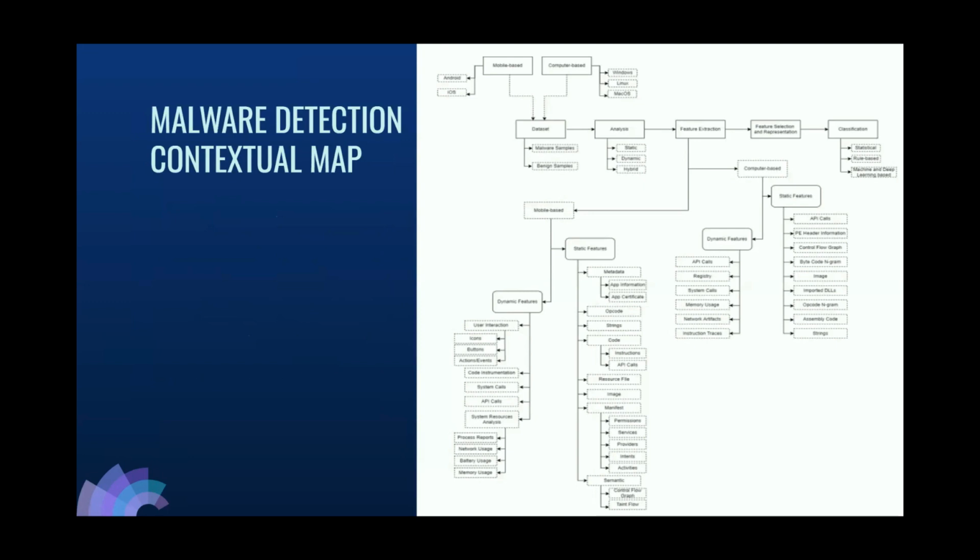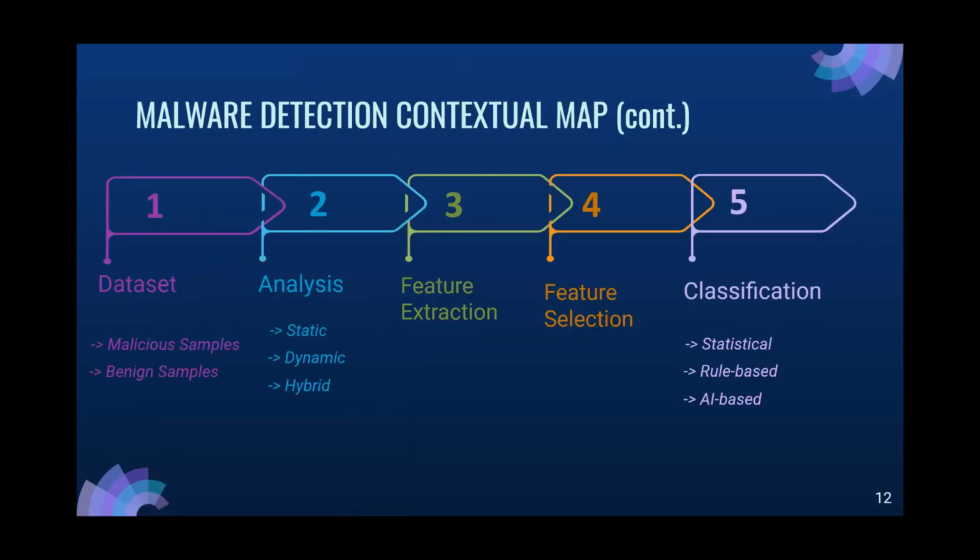Let's see it in depth. This is the pipeline that anyone who wants to detect malware uses. First, you need to find a large number of malicious samples, and the same amount of benign samples, to differentiate between them.